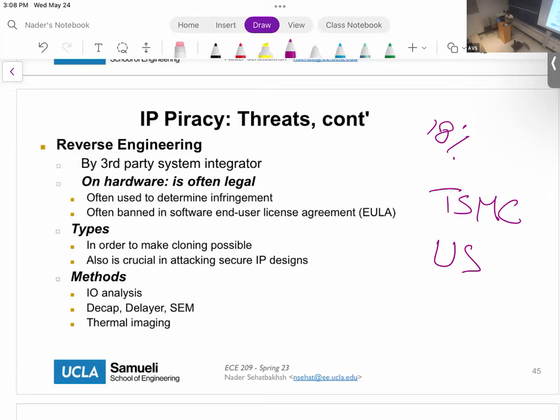Okay. And not only that, there's also competition between different system integrators, right? For example, Apple and Samsung and ARM, et cetera, so they can also have these problems with each other. Okay.